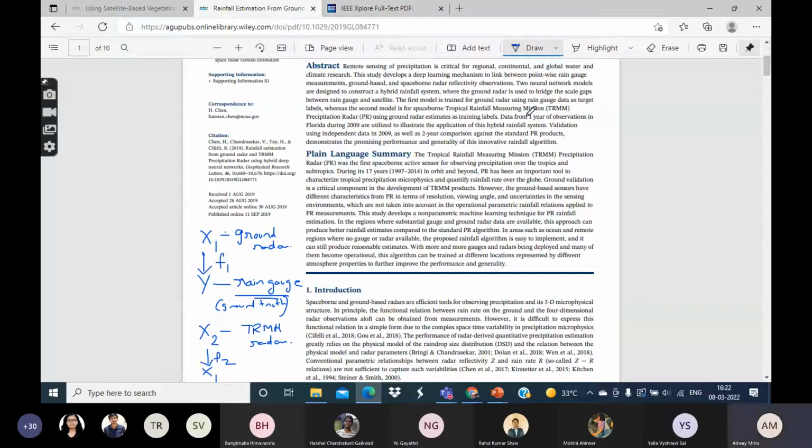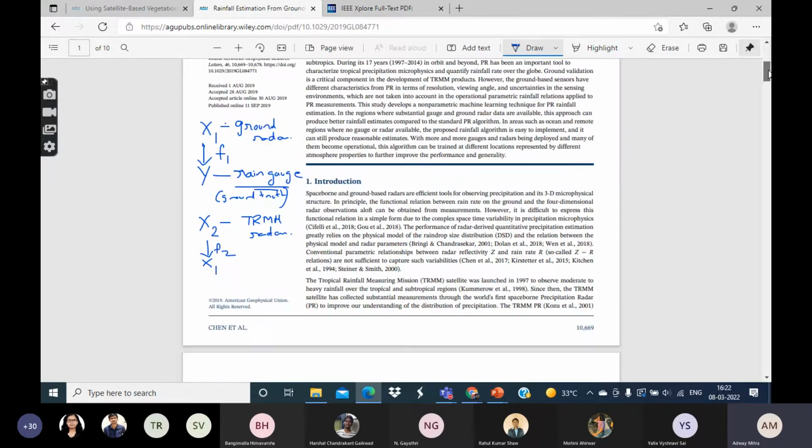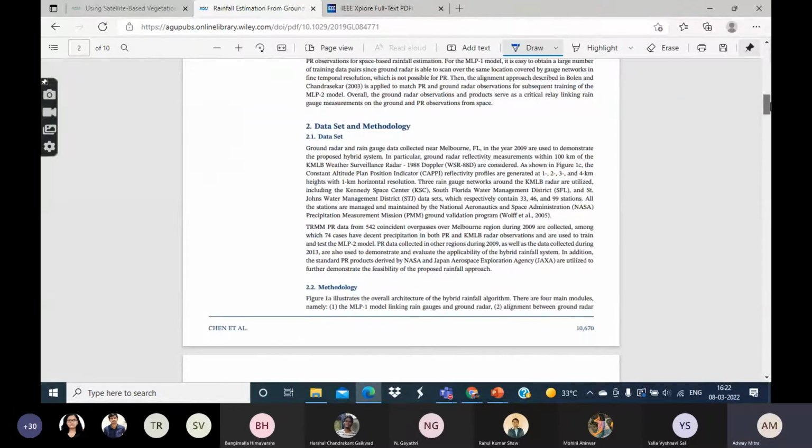The data from 1 year of observations in Florida during 2009 is utilized to illustrate the applications of this hybrid rainfall system. Validation using independent data in 2009 as well as 2 year comparison against standard peer products demonstrate the promising performance and generality of this innovative rainfall algorithm. Right, so now let us come to the details of how they have proceeded. First, let us look at the data set.